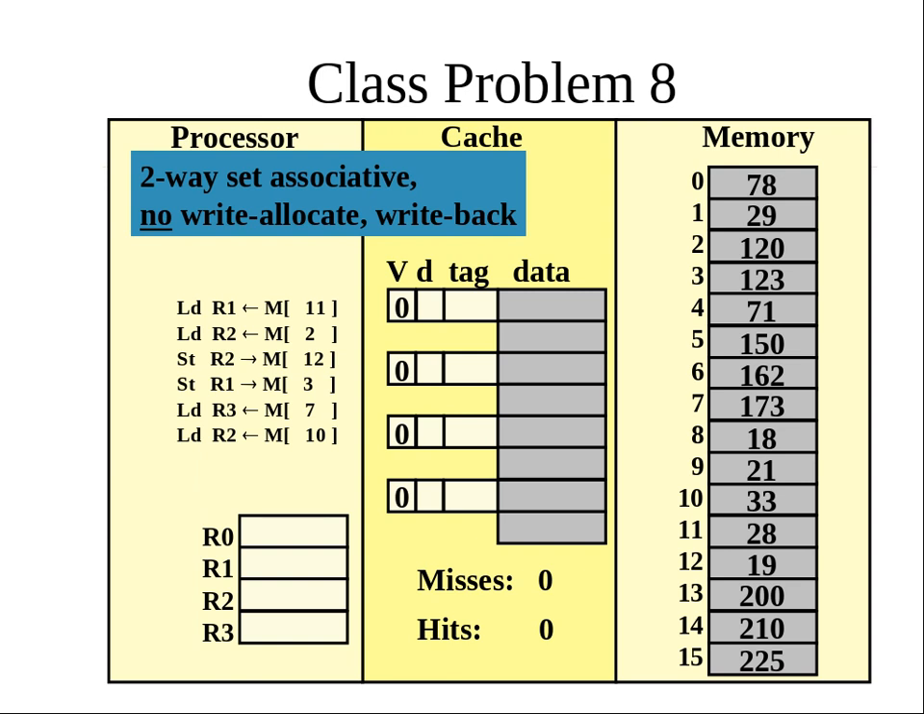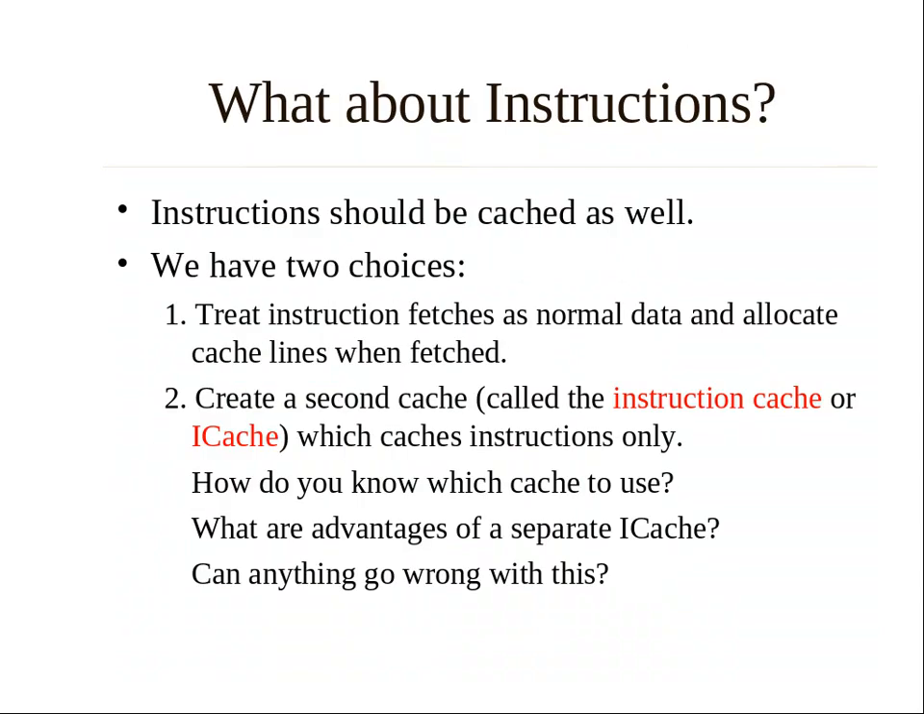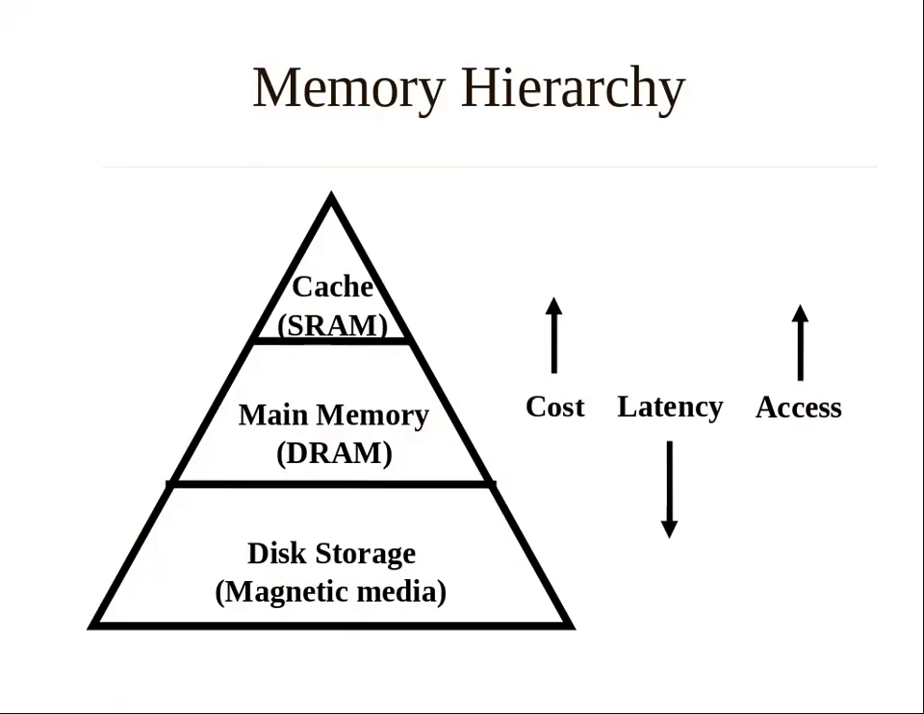It's a good one because it's two-way associative, no write allocate, no write back. If this is too confusing right off the bat, please go back and review the slides and see if you can preview how these cache systems work. Let me go ahead and move forward just a little bit.